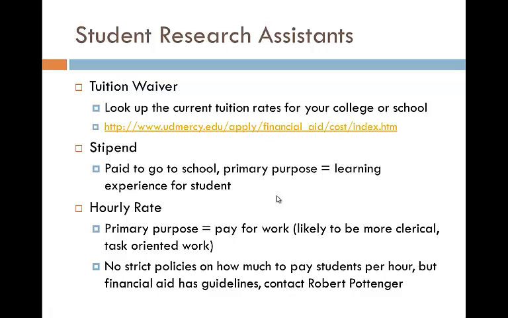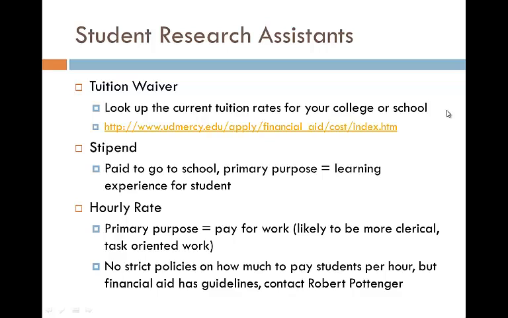Also stipends. Usually if it's a grant proposal for a stipend, they will tell you how much they want you to pay. Those stipends, the primary purpose is a learning experience for the student. They're being paid to go to school. They're not being paid for work. Or you can write students in for an hourly rate, the primary purpose of which is to pay for work, likely to be more task-oriented work like a lab assistant or a research assistant.